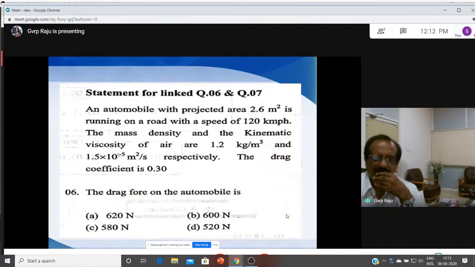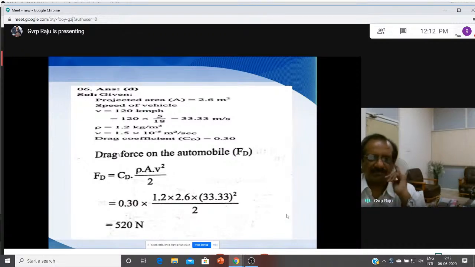An automobile with projected area 2.6 meters square is running on a road with a speed of 120 kmph. The mass density and the kinematic viscosity of the air are 1.2 kg per meter cube and 1.5 into 10 power minus 5 meter square per second, respectively. The drag coefficient is 0.3. He has asked to find two things here. The drag force on the automobile is. Simple equation, and he has given the projected area 2.6 meters square.